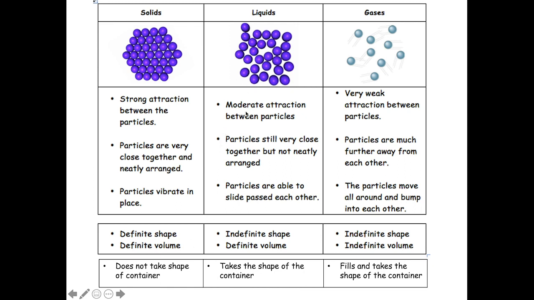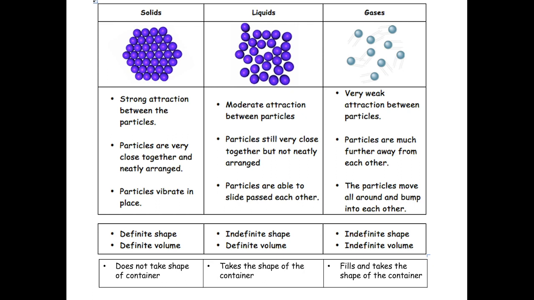Liquids have moderate attraction between the particles. They hang out together, but not as much as solids. The particles are still very close, but they're not neatly arranged, and they slide past one another. They have an indefinite shape, so they'll take the shape of whatever container they're poured into. But they do have a definite volume, so the volume is not going to change. If I have 50 milliliters at the beginning, I'm always going to have 50 milliliters.